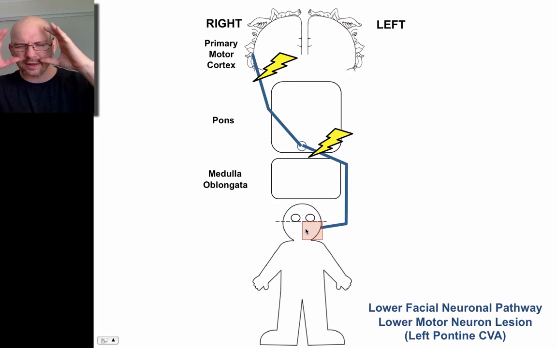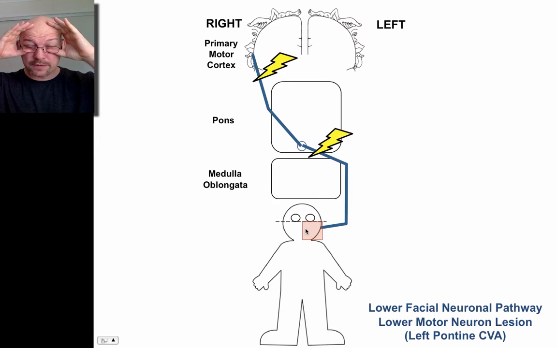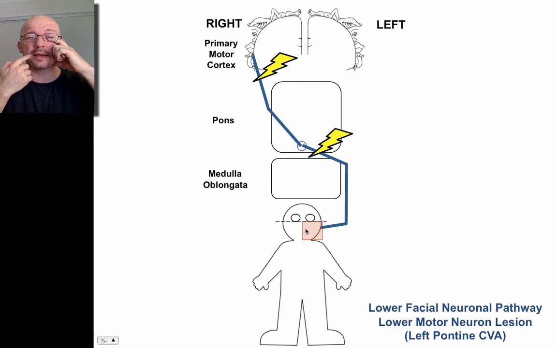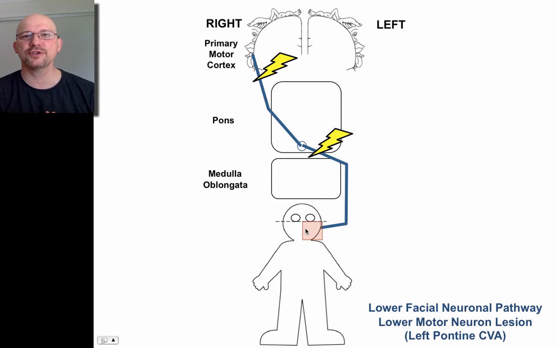So the upper part of the face, above the eyes here, has bilateral innervation from both sides of the primary motor cortex. So we've got kind of like a Y that comes down to our forehead. But in the lower part of the face, below the eyes, it's a straight line from the opposite parts of the brain decussating down. Take a while to think about that. Make sure you've got it straight.